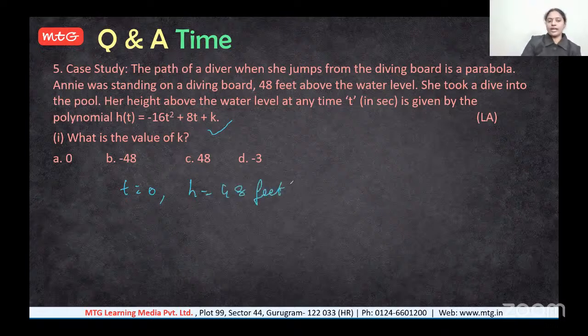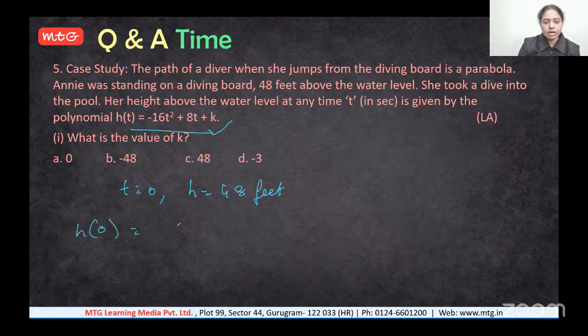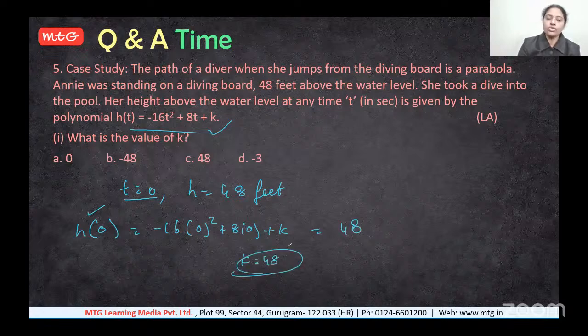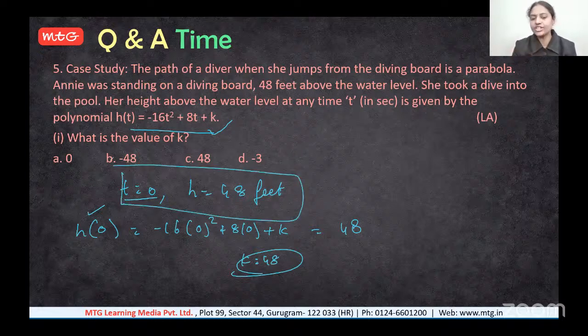So if you replace this point in this polynomial, what will you get? H of 0 is equal to minus 16 into 0 square plus 8 into 0 plus k. This is the height of the person initially, when the time was 0, and the height is nothing but 48. Now if you equate this, you can see k is equal to 48. So using the initial condition, when the person is ready to jump but hasn't jumped, we find the k value as 48. Now we will see the next question.